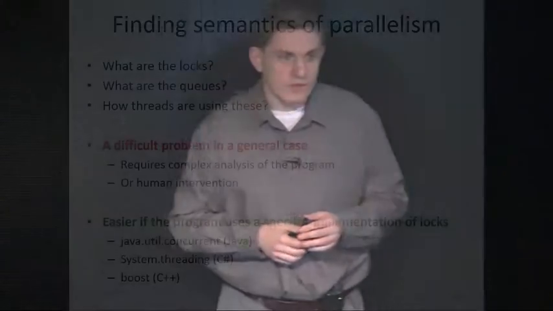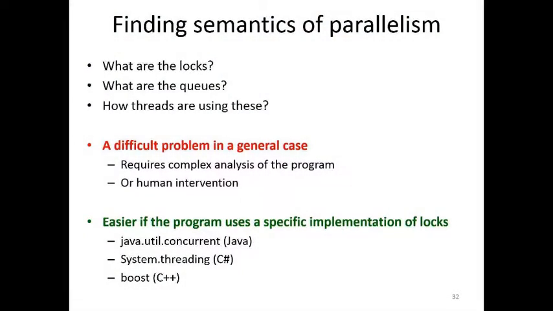So probably the hardest part here is finding the semantics of parallelism. What are the locks? What are the queues in the program? How are threads using those locks and queues? In a general case, it can be a very difficult problem because you might implement these locks in a myriad of ways. You can, for example, use low-level constructs, like in Java, critical sections or synchronized sections and monitors, or you can use some high-level libraries for that.